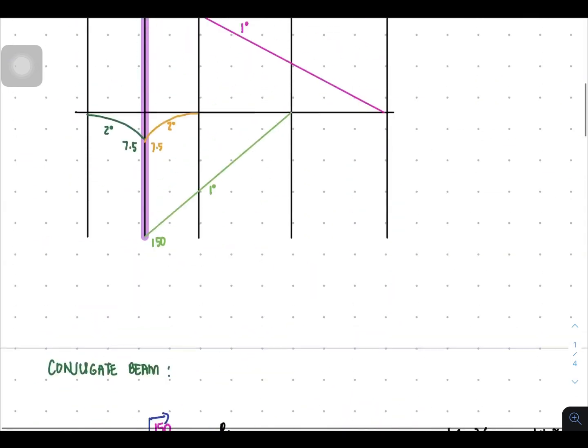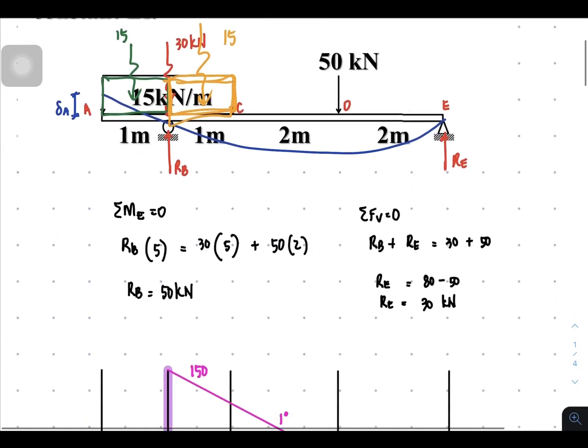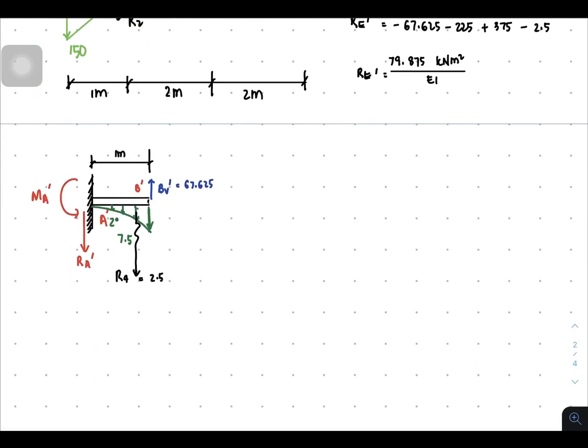In this case, we're tasked to solve for the deflection at A. Meaning to say, in the conjugate beam, we're going to solve for the moment at A. Okay, again, MA prime in the conjugate is equal to the deflection at A for the real beam. So summation of moment at the point A prime, because we don't have this value yet.